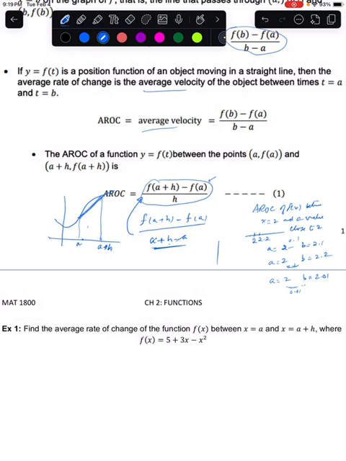Now this formula, when we call it number one, is actually also called the difference quotient. Sometimes we look at it as the difference quotient. In calculus 1, you will see that.